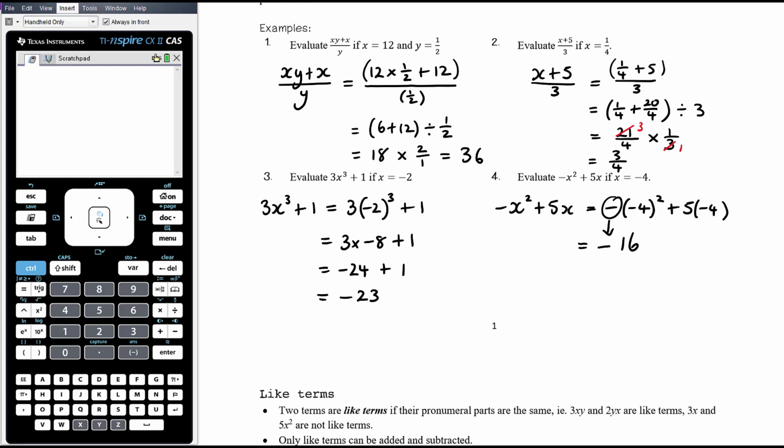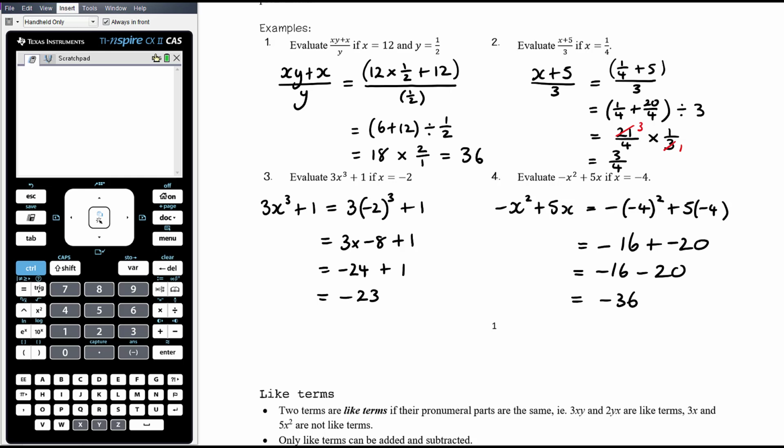It's negative because of that negative sitting out the front. It's not negative because of the negative inside the squared. And then we've got plus 5 times negative 4, so that's plus negative 20. So it's negative 16 plus minus, adding a negative is subtracting. So negative 16 minus 20, which is negative 36.